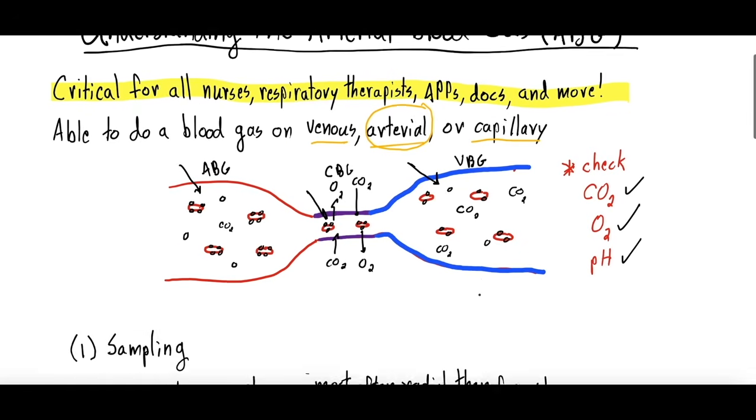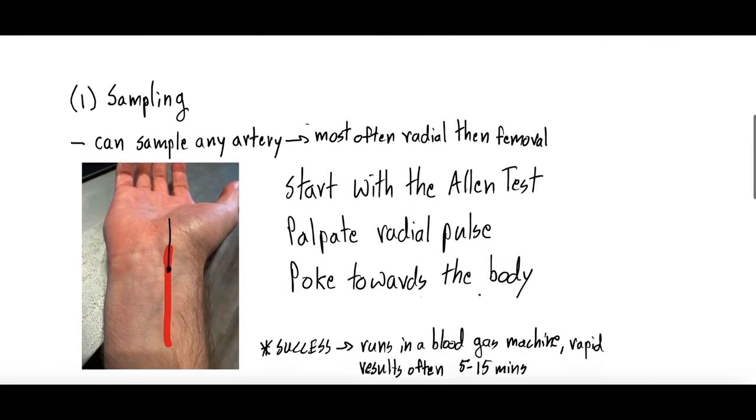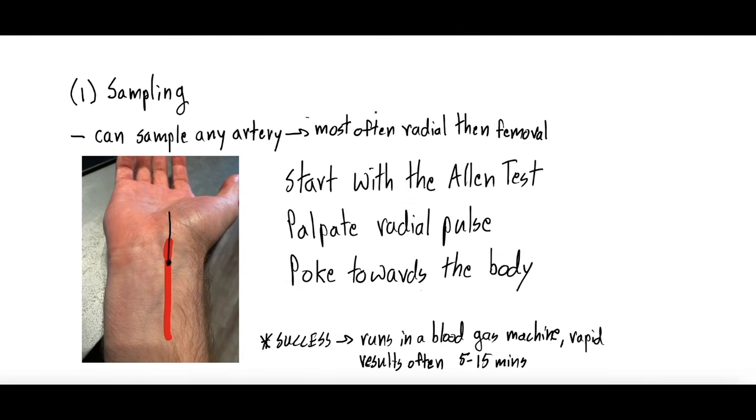All right, so sampling. How do we sample? How do we get an ABG? Well, you can actually sample any artery theoretically, but most often the arteries you're sampling are the radial artery, which runs in the wrist, or the femoral artery, which runs in the groin. Far and away, the radial artery is the artery of choice.